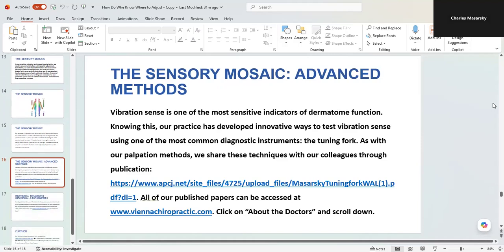As with palpation, vibration sense being one of the most sensitive indicators of dermatome function, our practice has developed innovative ways to test vibration sense using one of the most common diagnostic instruments, the tuning fork. As with our palpation methods, we share these techniques with our colleagues through publication. You see a link to one of those papers on this panel. All of our published papers can be accessed at our website. Click on About the Doctors and scroll down.